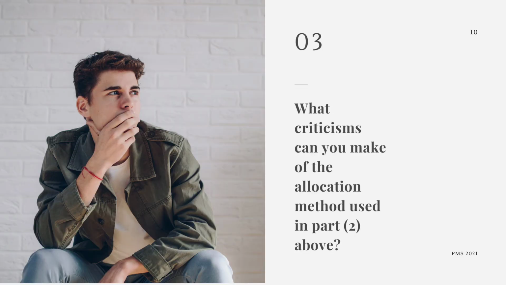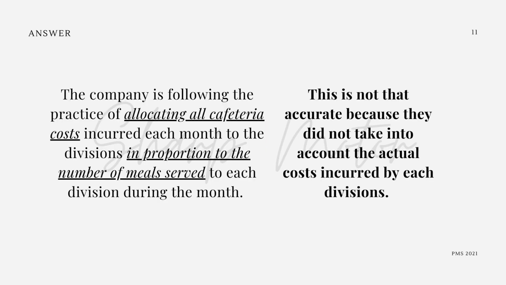As for the third requirement, we are now asked for criticisms on the allocation method used in the second requirement. Based on our computation above, we can say that the allocation method used in number 2 is not accurate, as the costs are based on the overall costs of the cafeteria, not taking into account the actual costs that each division had. The allocation used there is mainly based on the proportion of the number of meals served in each division, making the costs equally distributed in both divisions.